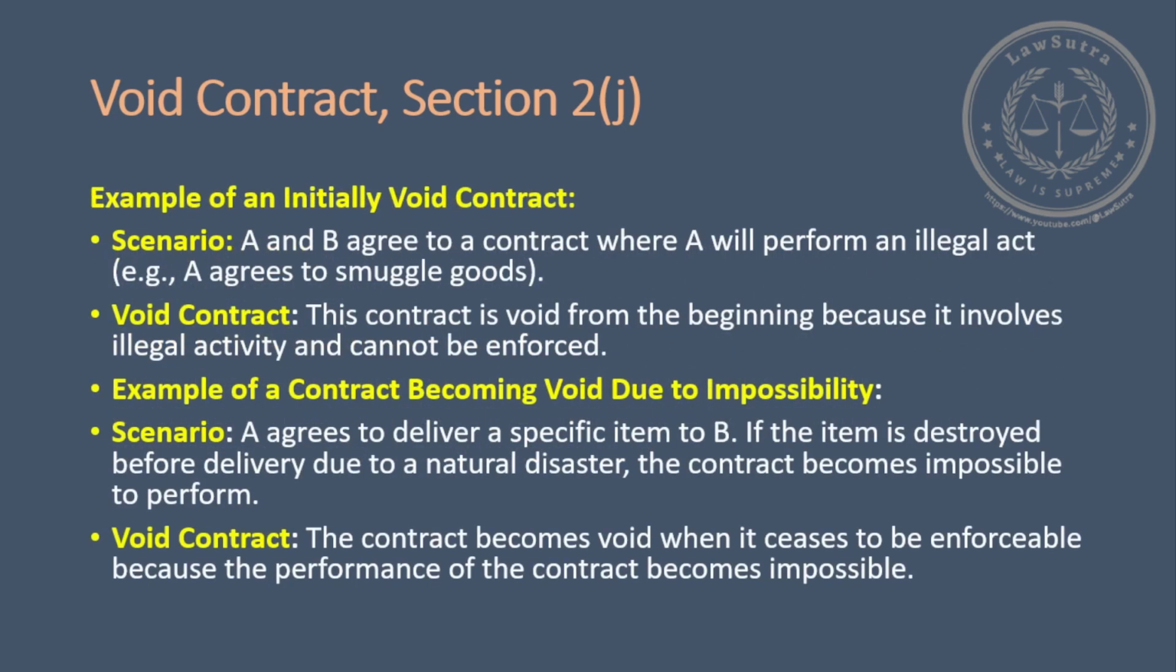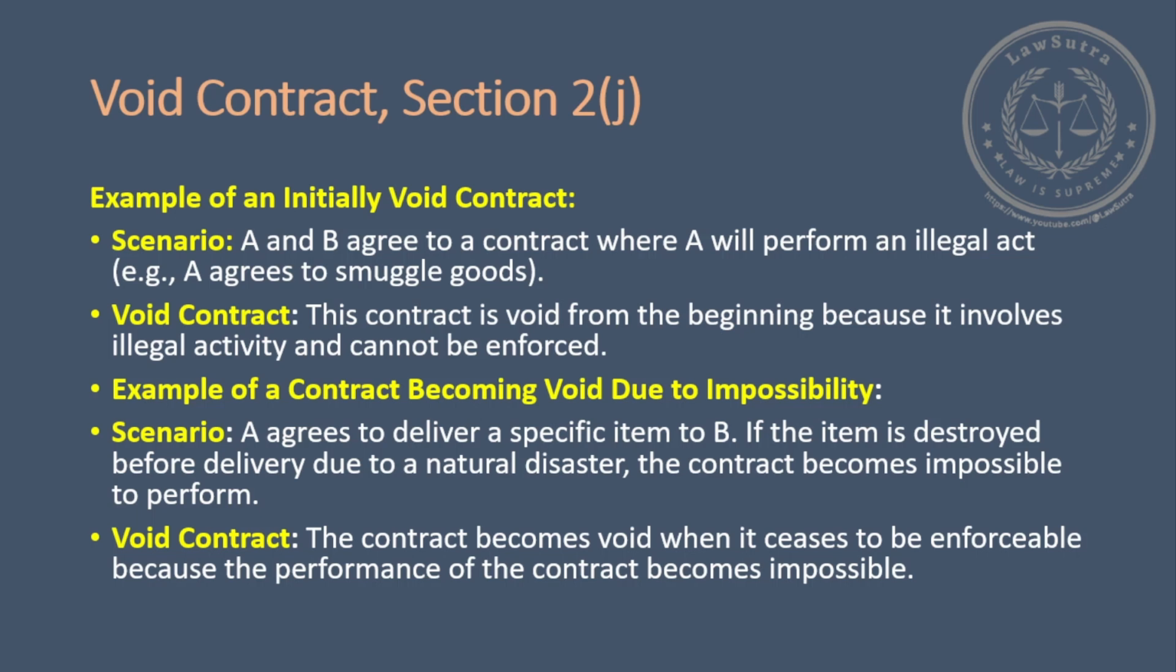Example of an initially void contract. A and B agree to a contract where A will perform an illegal act. For example, A agrees to smuggle goods. This contract is void from the beginning because it involves illegal activity and cannot be enforced.